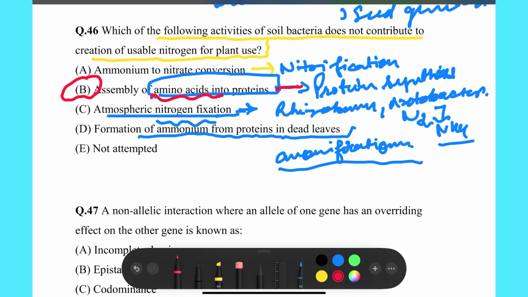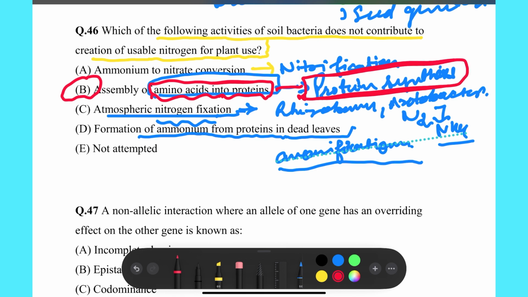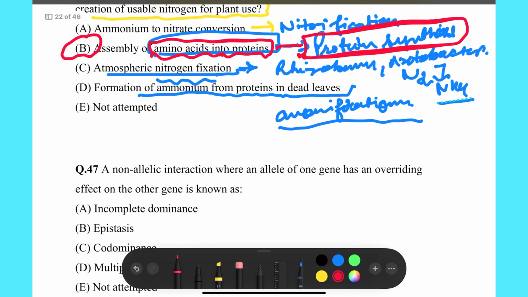Amino acid, assembly of amino acid into protein. Amino acids make protein, it is a part of protein synthesis, not nitrogen fixation or nitrogen formation, okay. Now move to the next question, number 47.